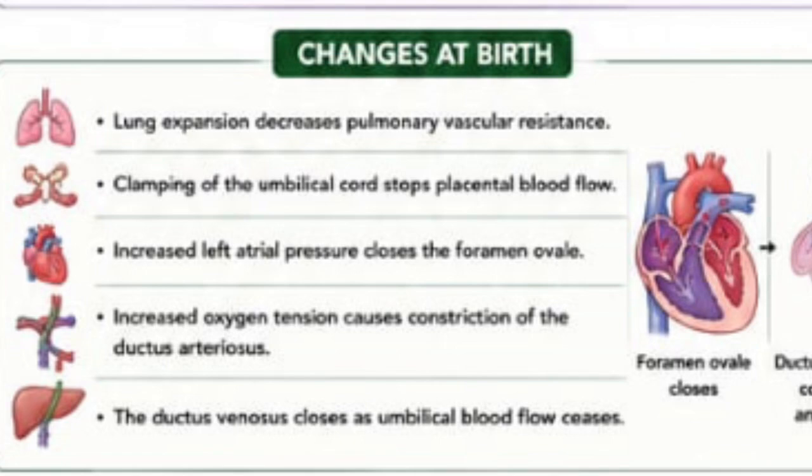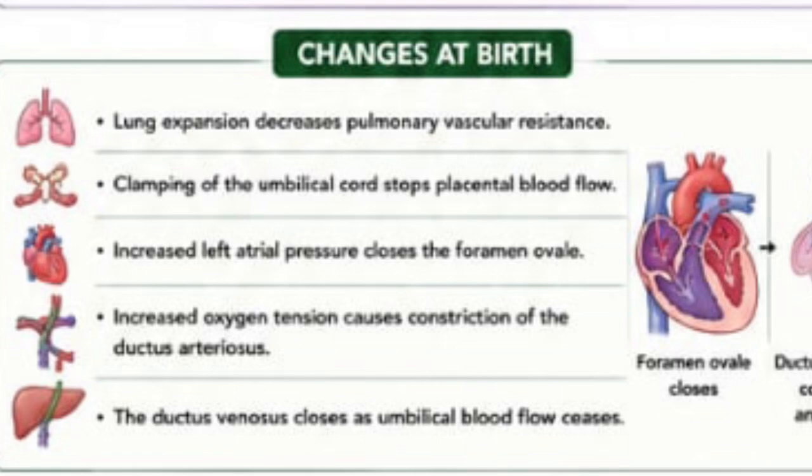The foramen ovale will close, and the pressure in the left atrium will also be high because blood is not coming from the lungs into the left atrium. So this pressure in the left atrium pushes the interatrial septum together, closing them. When it closes, the foramen ovale becomes what we call the fossa ovalis. We'll talk about it too.